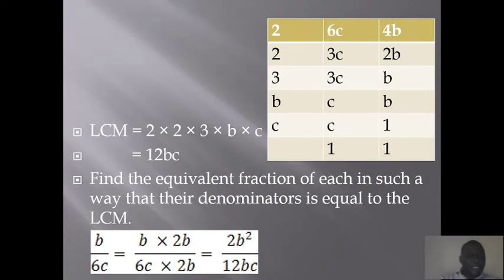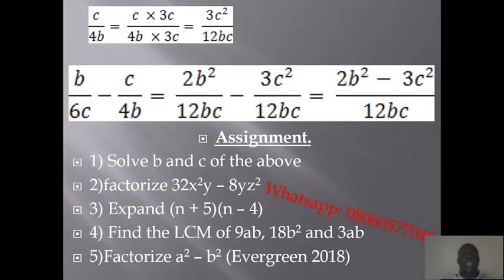So if we have 12bc at the denominator, for the fraction to remain the same, anything you use to multiply the denominator, use the same thing to multiply the numerator. That is why we have b times 2b all over 6c times 2b. So b times 2b gives 2b squared, and 6c times 2b gives 12bc. So 2b squared all over 12bc is the same thing as b all over 6c.